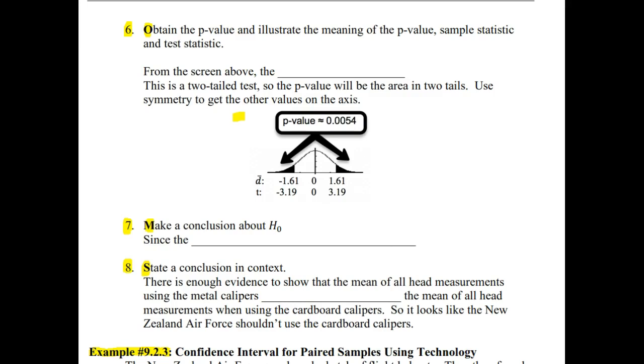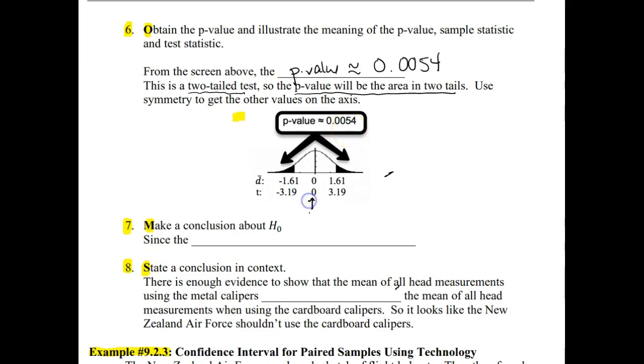So number 6 now is to obtain the p-value, and then we're going to illustrate the meaning of all of these numbers. If we go back to the previous screens, we see that that p-value was about 0.0054. Now, this one was a two-tailed test because our alternative hypothesis was not equal to. So in this case, that p-value is actually the area in the two tails together. So this tail is not 0.0054, it's half of that, and the other side is the other half. So in total, that shaded area is 0.0054.